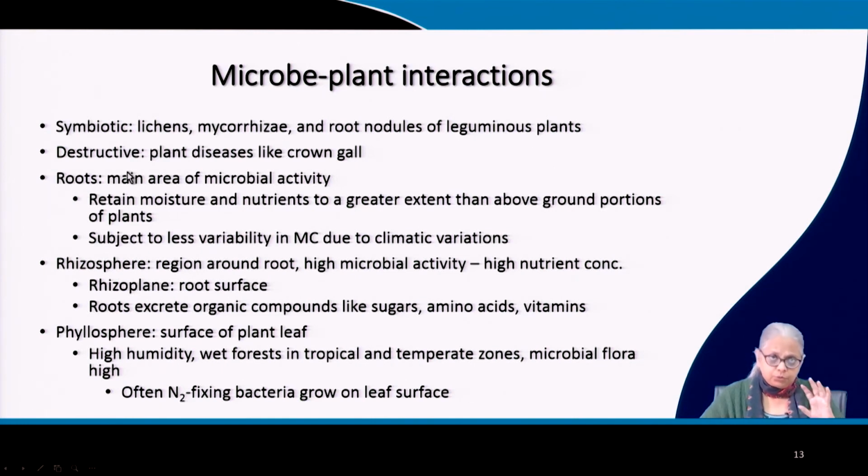Now, those of you who may have done some lab work may know that the soil and the root zone of a plant is where the microbial activity is highest. Why is that the case? For two reasons. One, moisture is highest and nutrient concentration is also the highest. So retention of moisture and nutrients is much greater in the root zone compared to the above ground portion of the plant. There is also less variation in the moisture content (MC stands for moisture content) despite climate variation.